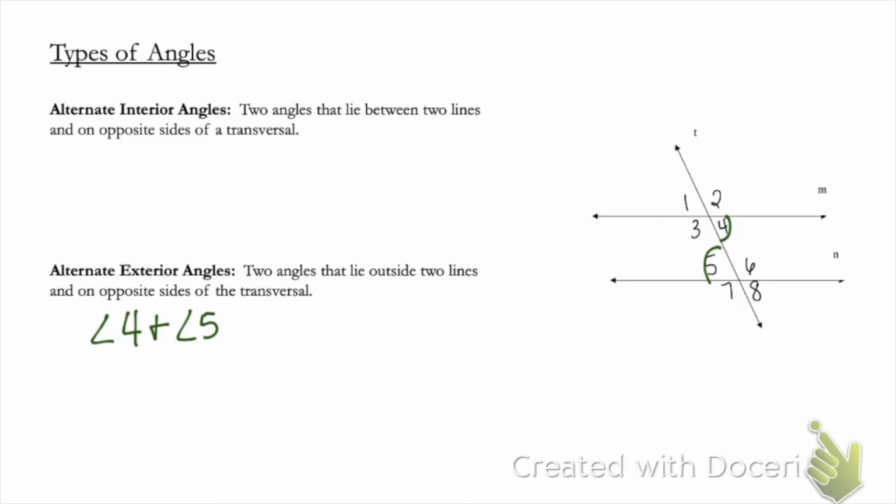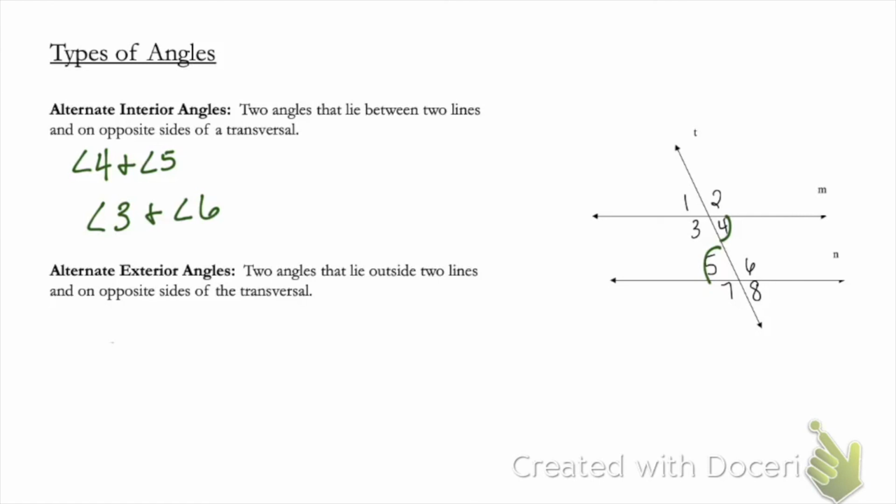Go ahead and pause your video and find the other pairs. I'm sorry, not 3 pairs. There's only one other pair of alternate interior angles. That would be angle 3 and angle 6.